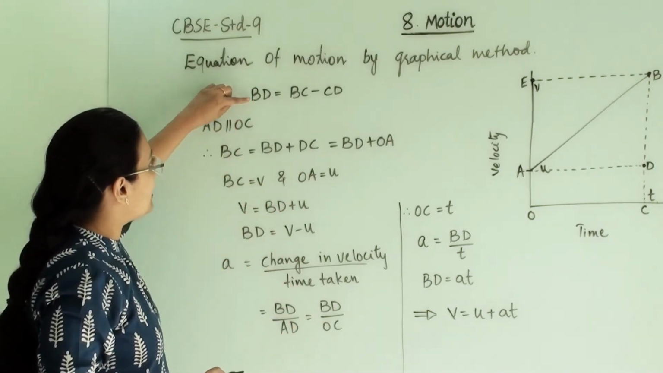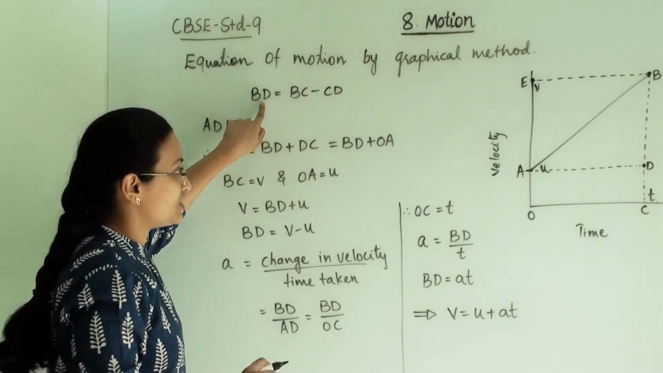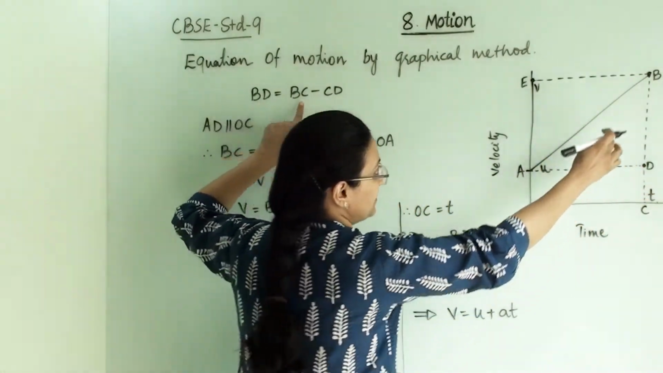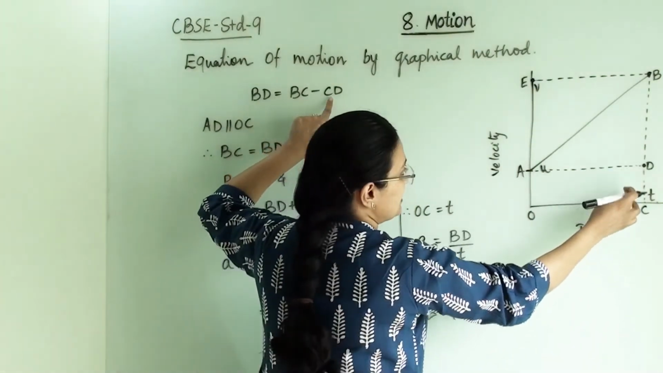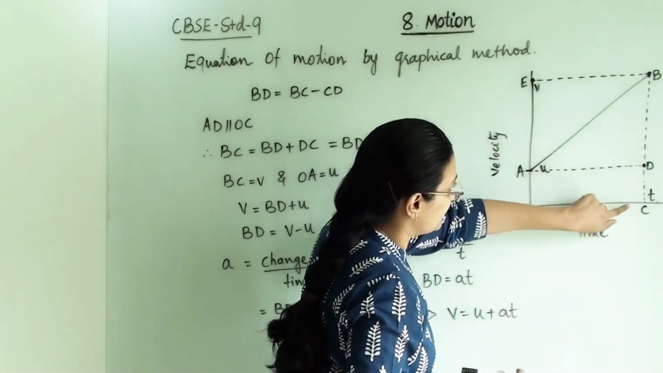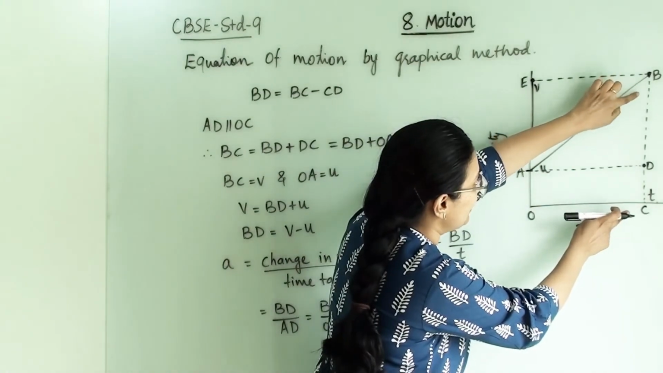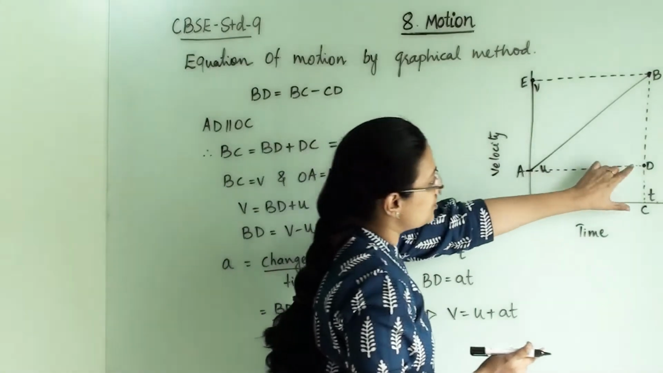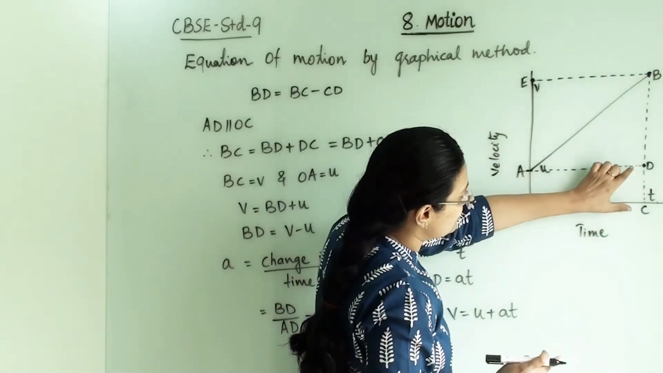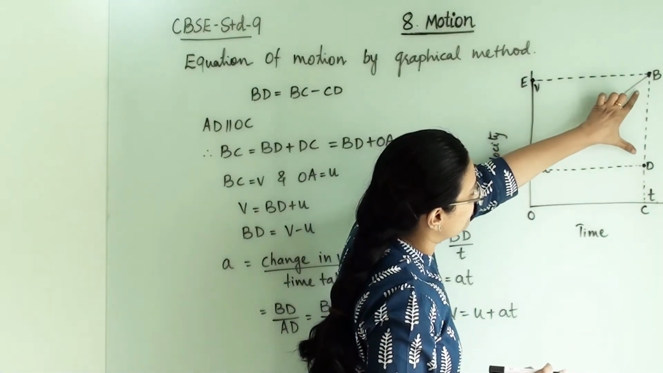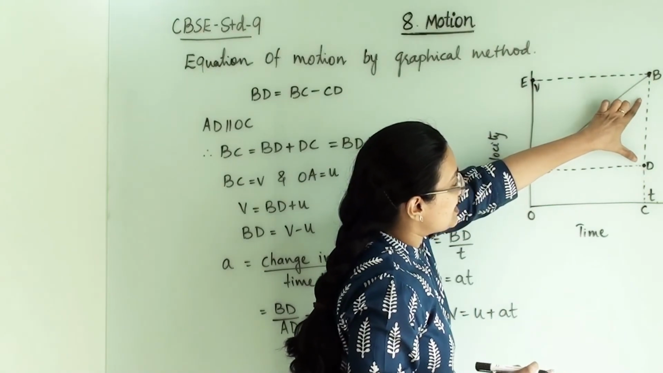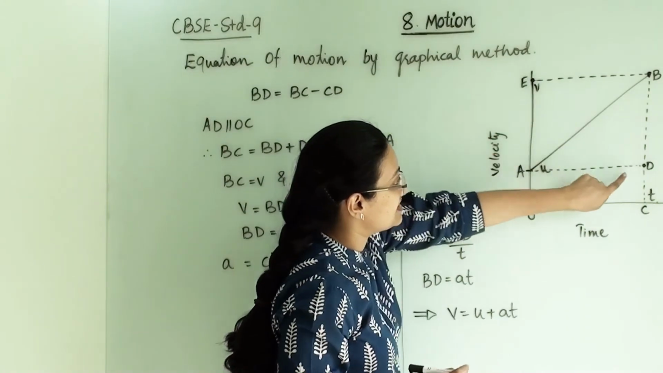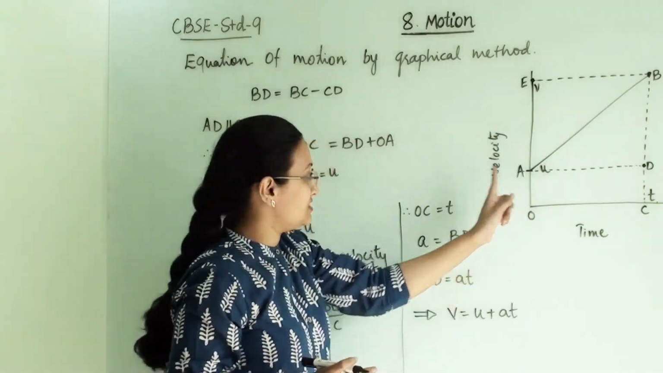So BD equals BC minus CD. Let us check where BD is. BC is the full line, so from BC we subtract CD. This much portion we subtract from the full line, and we get BD. So what is BD? BD is representing our change. This line is extending till the velocity line.